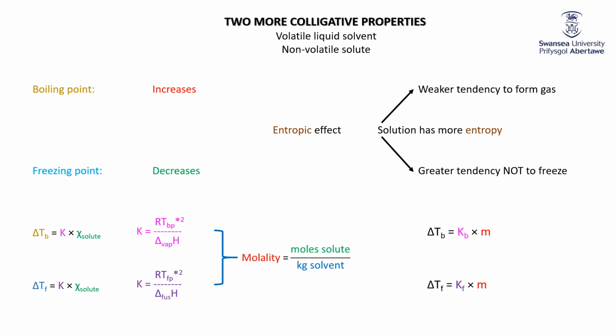When we do this, change in boiling point equals Kb times the molality. Change in freezing point is Kf times the molality. This is the form that you see in the lab environment.